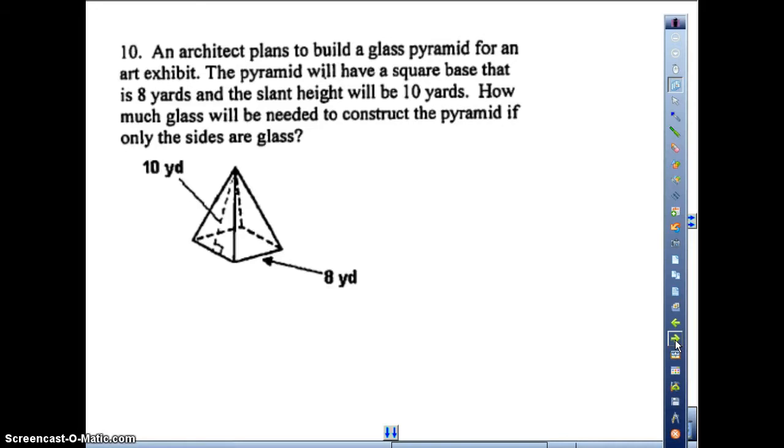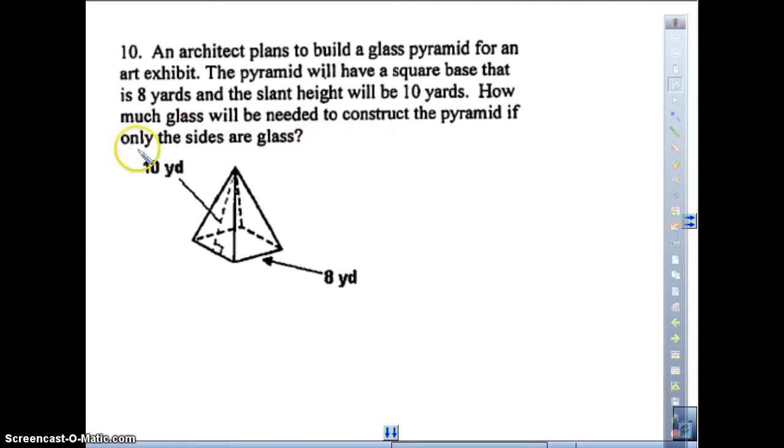So let's start with number 10. Everybody got up to number 10 in class. Number 10 says an architect plans to build a glass pyramid for an art exhibit. The pyramid will have a square base that's 8 yards and a slant height that will be 10 yards. How much glass will be needed to construct the pyramid if only the sides are glass?